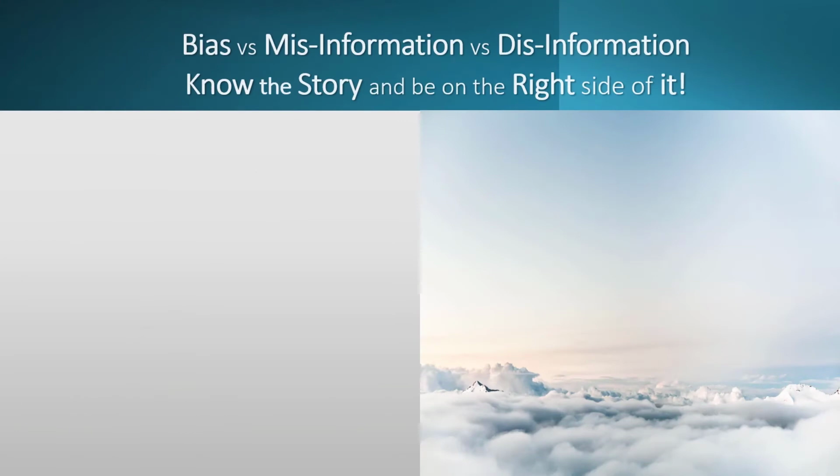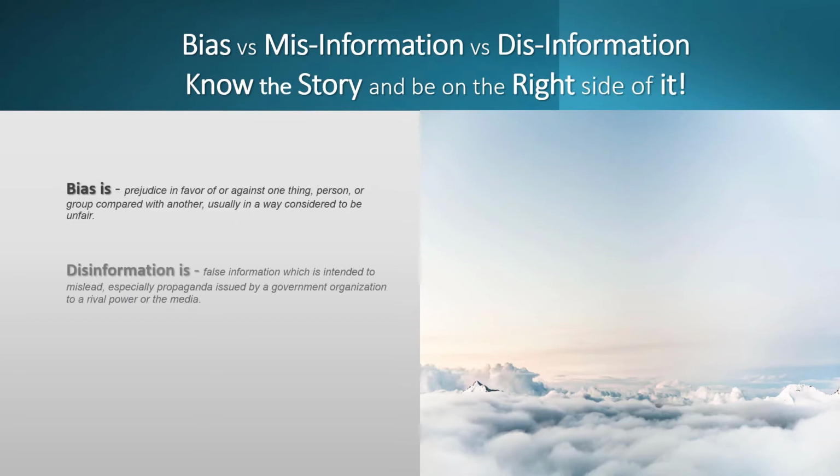Bias versus misinformation versus disinformation. Know the story and be on the right side of it. Bias is prejudice in favor of or against one thing, person, or group compared with another, usually in a way considered to be unfair. Disinformation is false information which is intended to mislead, especially propaganda issued by a government organization to a rival power or the media. Misinformation is false or inaccurate information, especially that which is deliberately intended to deceive.